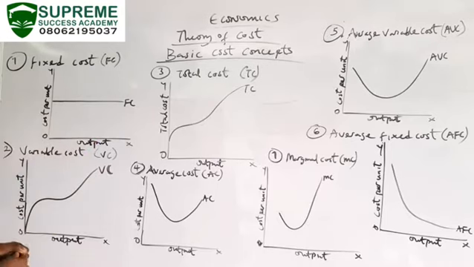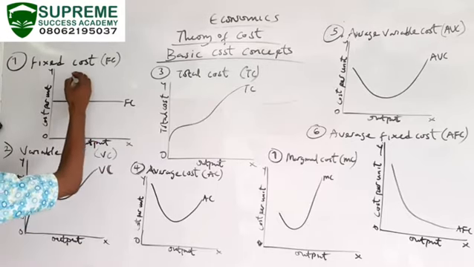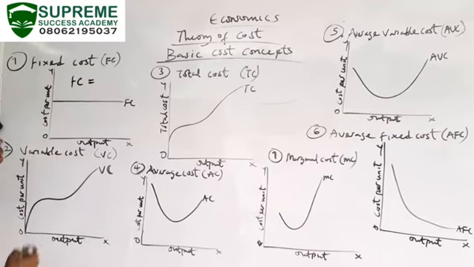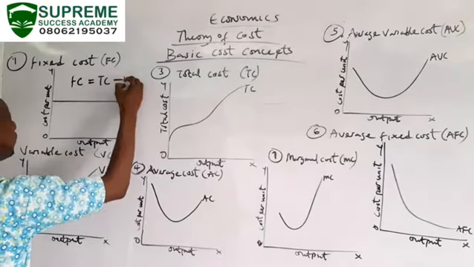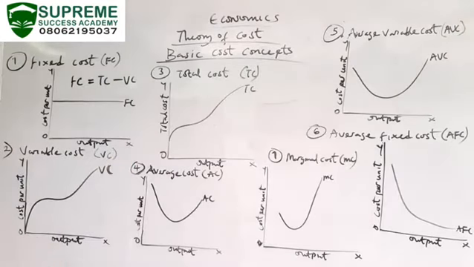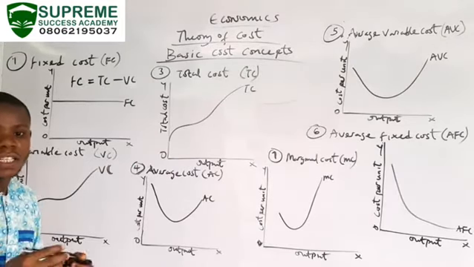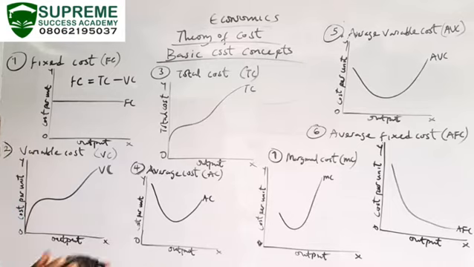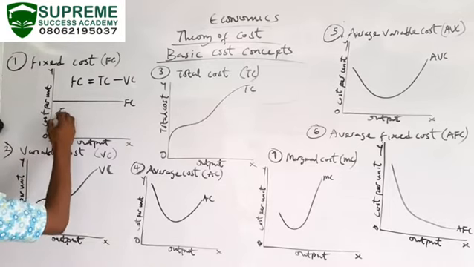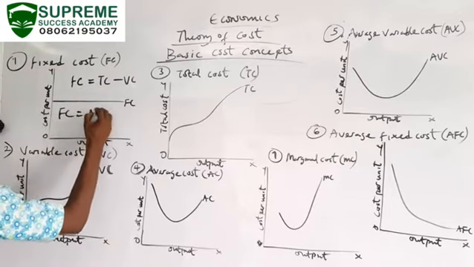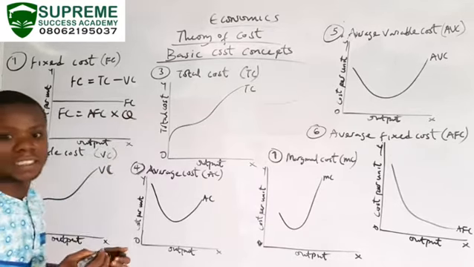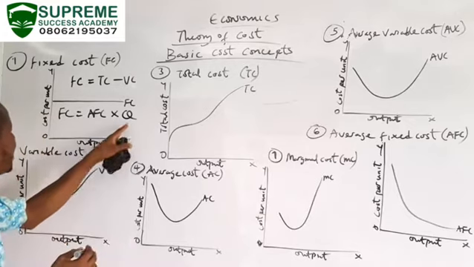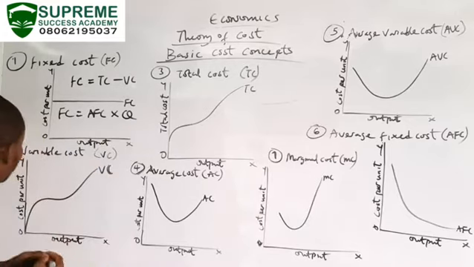The formula for fixed cost is: fixed cost equals total cost minus variable cost. At the same time, we can also introduce another formula for fixed cost, which is fixed cost equals AFC, average fixed cost, multiplied by quantity. That quantity represents the output produced.